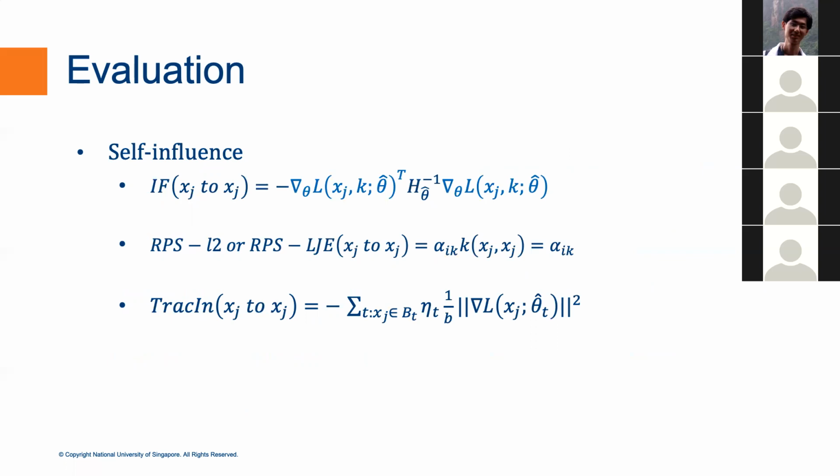So these are the formulas for self-influence. Basically, we replace the x prime with xj. And for RPS-based methods, the kernel will disappear because it's measuring the similarity to itself. And for tracing, we are basically measuring the norm.